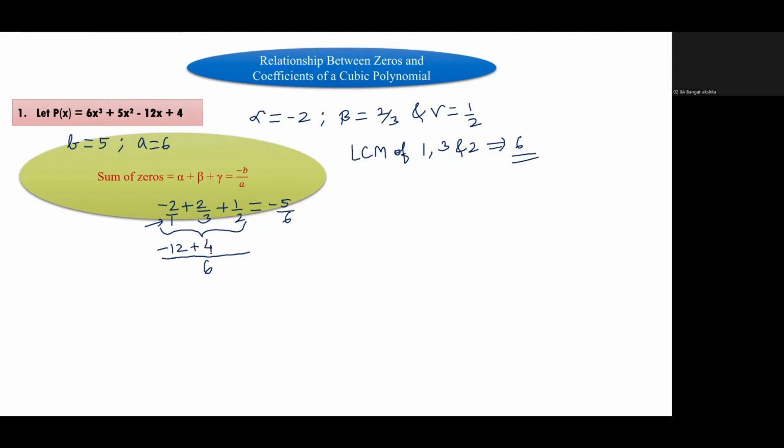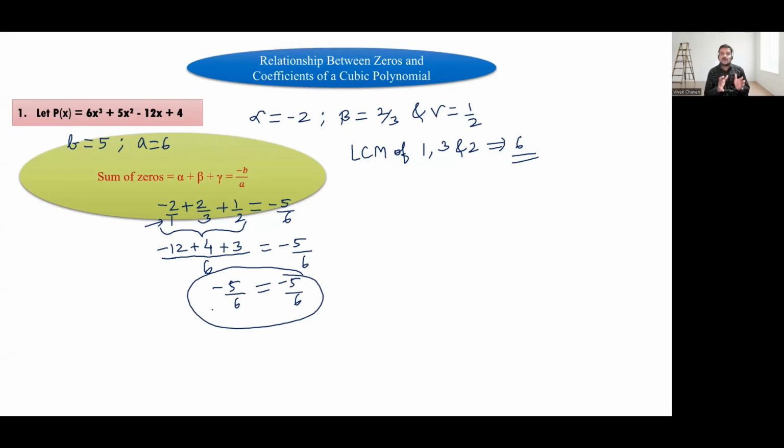By 2 only. So 4, and at the last 2 is there. So by what you will multiply? Multiply by 3 and we'll get 3. So are we getting -5 by 6? Yes, sir. So it is verified. So the relationship of zeros of a cubic polynomial and coefficient is verified in case of sum of zeros.